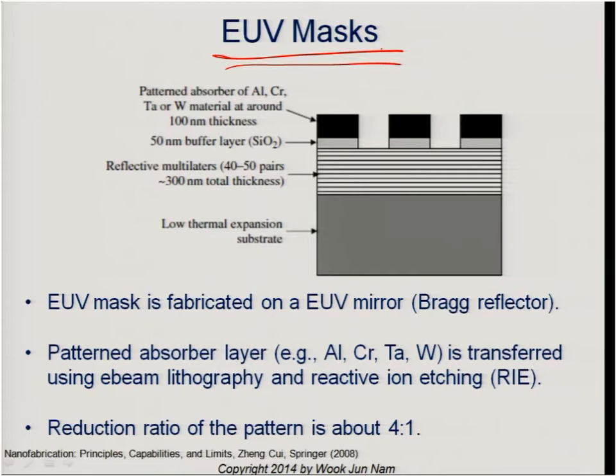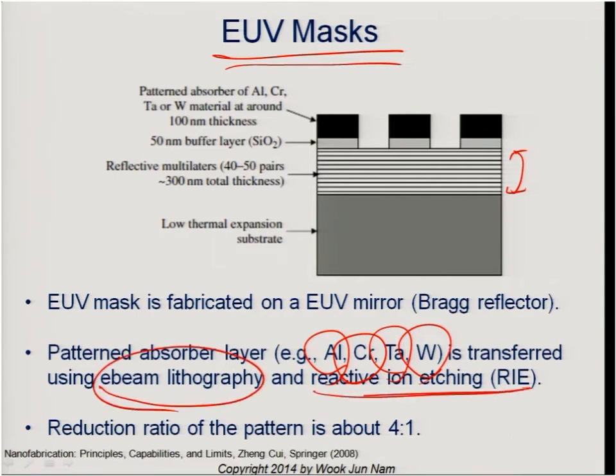EUV mask. To make this kind of mask, since we are using reflection, the starting material is this kind of Bragg reflector. So on the Bragg reflector, using some materials like aluminum, chromium, tantalum, or tungsten, we use E-beam lithography and then reactive ion etching. We just form these kinds of structures.